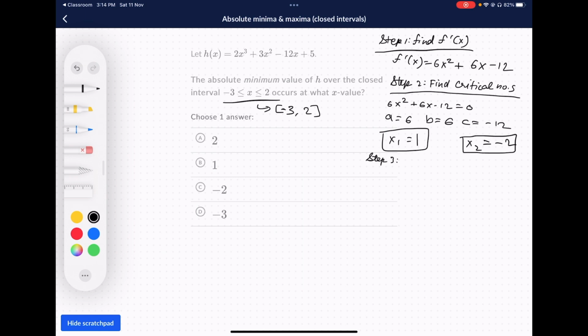Step 3 is going to be using the original equation given to us, and that is this one, not the derivative. F of x is equal to 2x cubed plus 3x squared minus 12x plus 5, and inputting the x values of 1, negative 2, negative 3, and positive 2 into our equation 4 times because we have 4 values in total. So we're going to start off with f of 1.